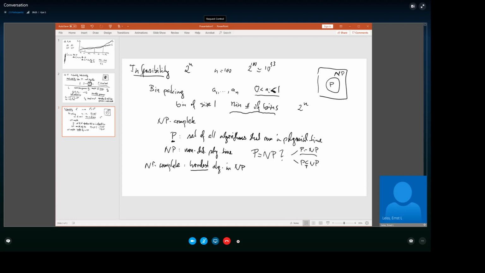But don't waste your time. People have been laboring on that problem for, as I said, 50 years, and we're not really anywhere near solving it. But that's what NP completeness is. It's essentially a hardest problem in NP, and if you can solve an NP complete problem in polynomial time, you've basically shown that P is equal to NP.